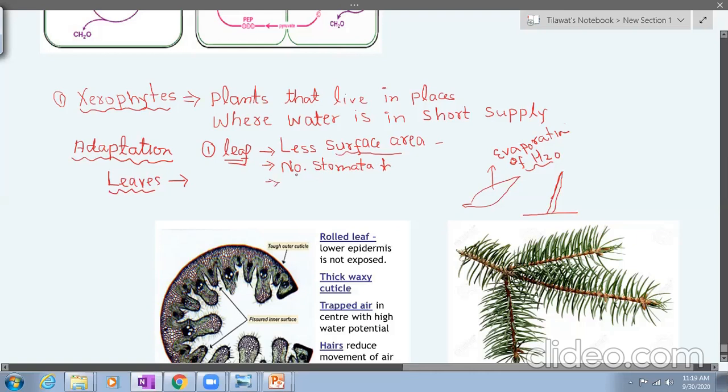Another thing: the leaf of this plant will be covered with a thick waxy layer called what? Cuticle. That waxy layer shows resistance, and since it is waxy in nature, which is lipid in nature, water can't evaporate well through it. Okay, so that waxy layer, that cuticle layer, also prevents evaporation of water.